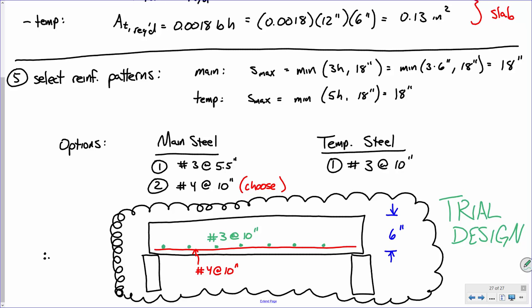Now, when we calculate our area of steel for when we calculate our capacity, do we use the main steel or the temperature steel? Main steel. We're calculating capacity. That's what we care about, okay? So, I'm going to leave you all to do that on your own. Sound good? Does anybody have any questions?